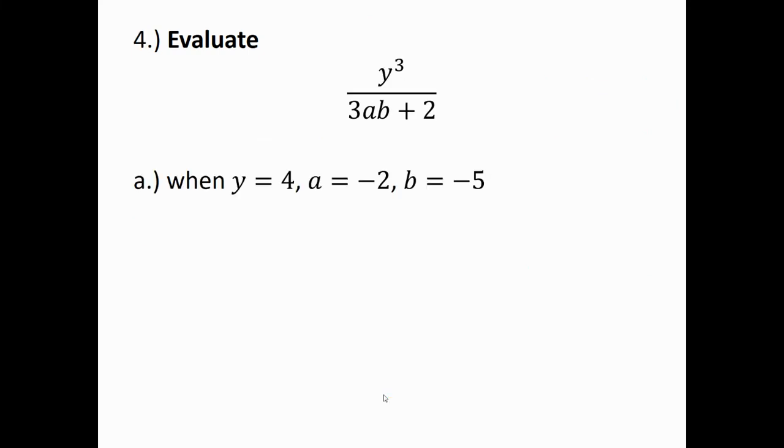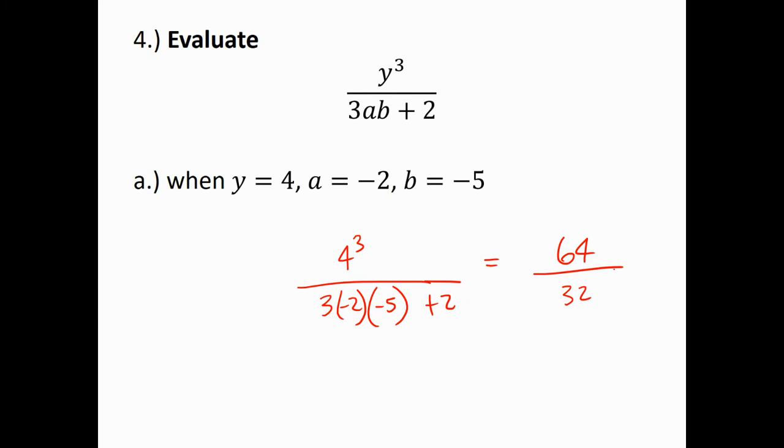Okay, one more. Evaluate this expression when y is 4, a is -2, b is -5. So here we go. Y cubed, so that's 4 cubed. 3ab, so 3 times a. Put parentheses in to show that you're plugging things in. Okay, so then we do sort of the top and bottom separately when you get an expression like this. 4 cubed is 64. Then we do 3 times -2 times -5 in any order, but it's going to be positive because a negative times a negative is a positive. So 5 times 2 is 10, times 3 is 30, plus 2. So 64 over 32 is exactly twice as much.